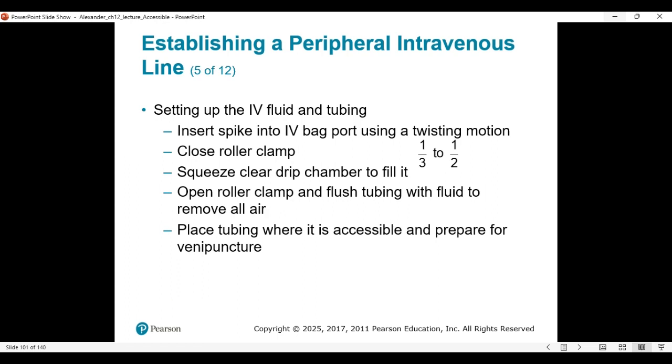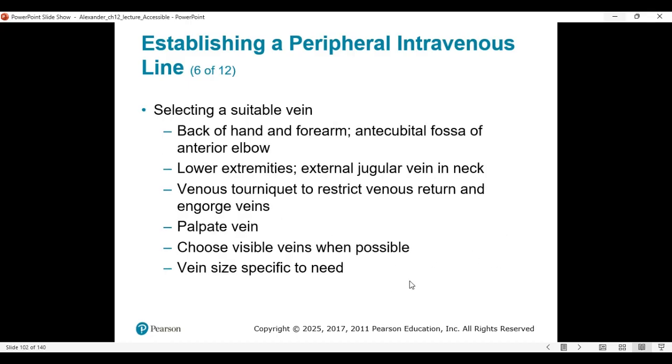We're going to squeeze the clear drip chamber until it fills 1/3 to 1/2. We're going to open the roller clamp. This will flush the tubing out. This will remove all the air. And then we're going to place the tubing where it's accessible as we're preparing for the venipuncture. Selecting the suitable vein: the back of the hand and forearm, the AC or the antecubital fossa of the anterior elbow.